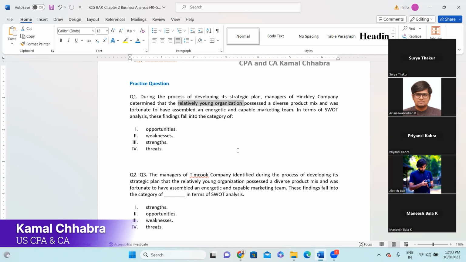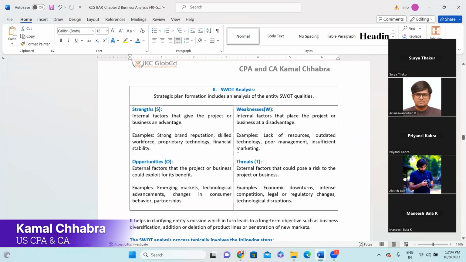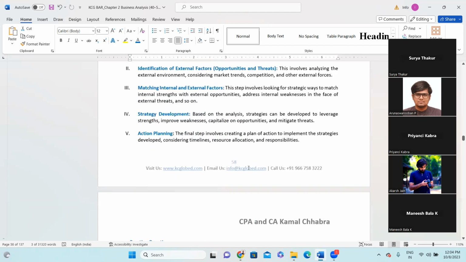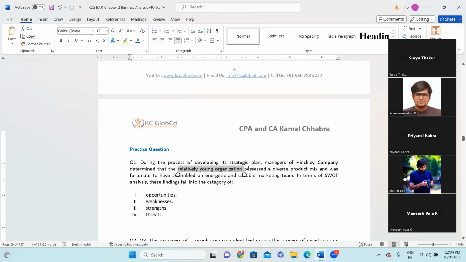It's an internal factor and it's a strength of the organization that they have a relatively young and energetic team. So if you see here, a strength is an internal factor that gives the project or business an advantage, which can be strong brand reputation, skilled workforce, right? Correct. Opportunities are generally external. Opportunities and threats are generally external. So here, when they are saying they have a relatively young and energetic team, it's their strength. Make sense, everyone?